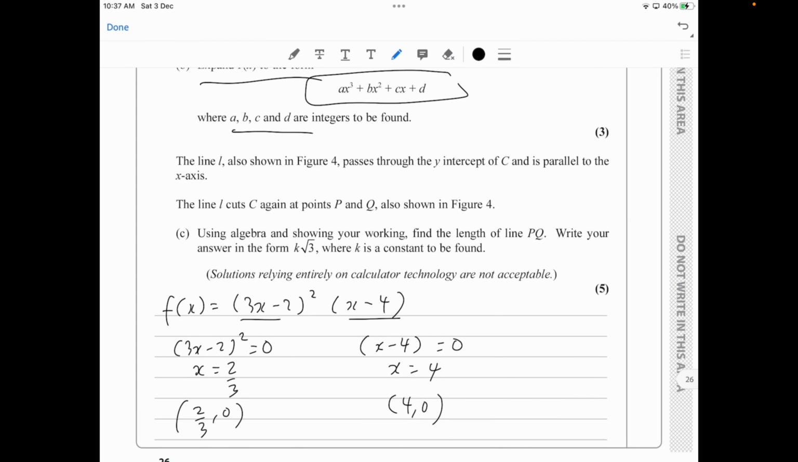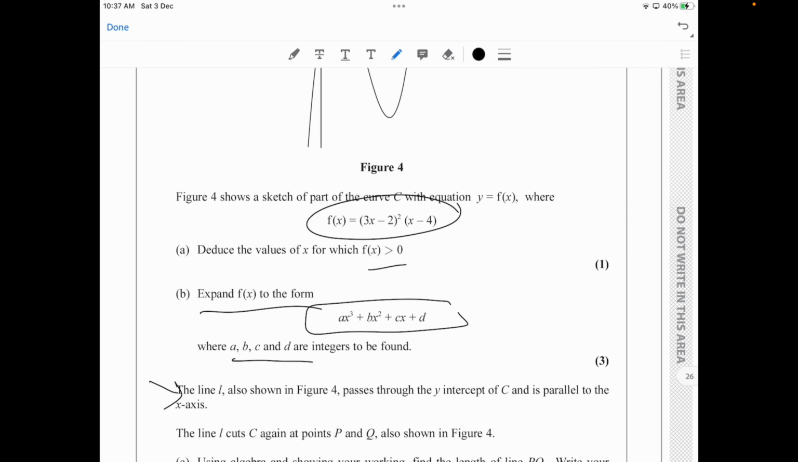Using algebra, alright, so there's a portion on top. The line L, also shown in figure 4, passes through the y-intercept of C and is parallel to the x-axis.